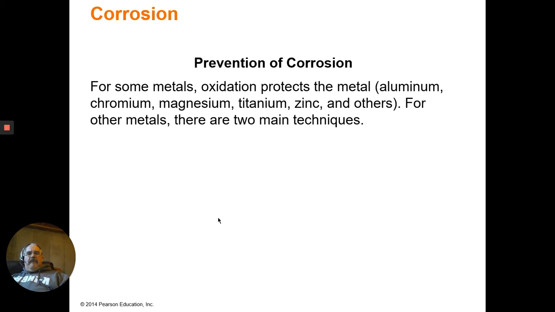Okay, so how do we prevent corrosion? For some metals, they form a tough oxide skin, which protects the metal underneath. Examples of this include aluminum, chromium, magnesium, titanium, zinc, and there are some others.